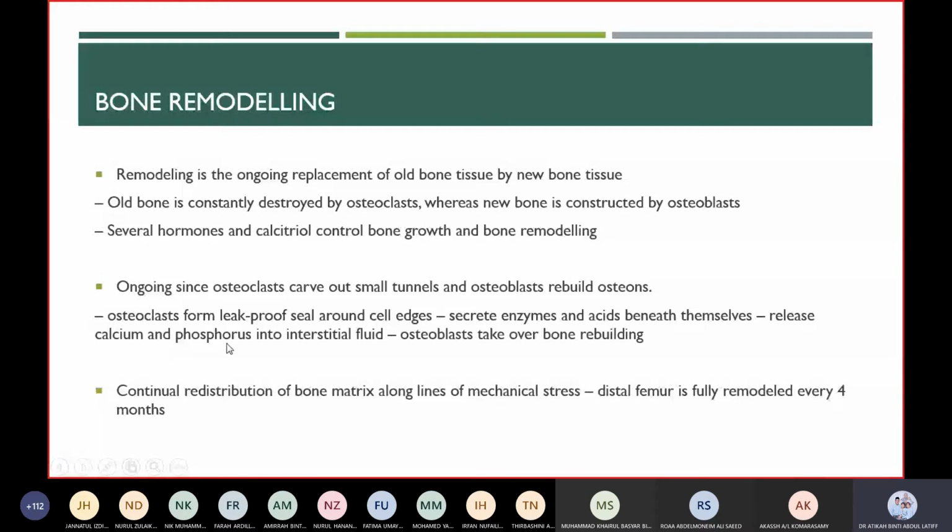So for example, in the femur, osteoclasts will always come and carve out the area that has undergone stress. Okay, just small areas or thin surfaces on the surface of the bone. Okay, and the osteoblasts will start to remodel or start to build new bone around the area to replace the area that has been carved out by the osteoclast. Okay, and this process is called remodeling of the bone every 4 months. So this ensures that our bone stays healthy and is constantly being remodeled.